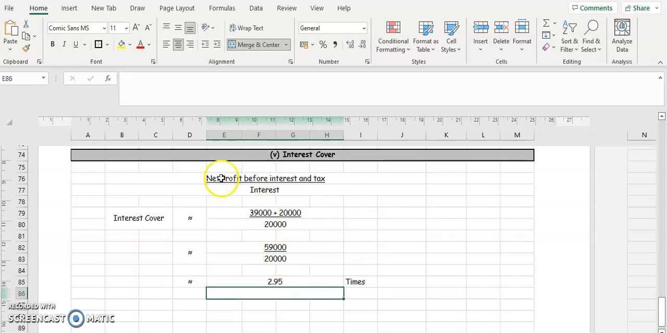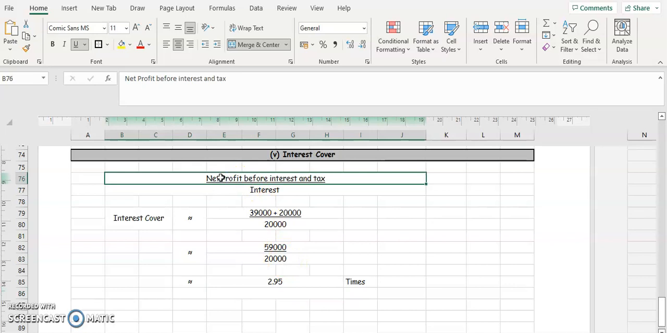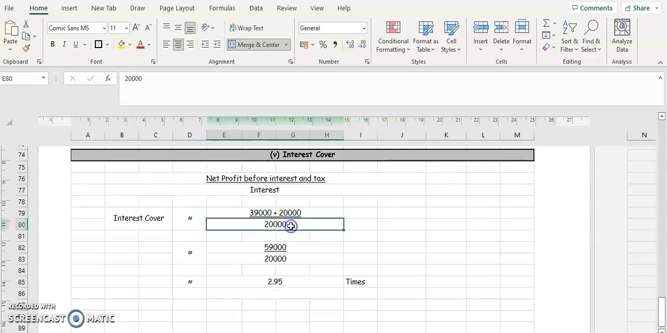So that's why you're taking your net profit, we're adding back on our interest and tax, so that would have been paid anyway, and then we'll just find the proportion of our interest that's paid, how many times that can be covered from the profit that we have. So it's 59,000 divided by 20,000 gives you 2.95 times, and that's the interest cover then for the business.